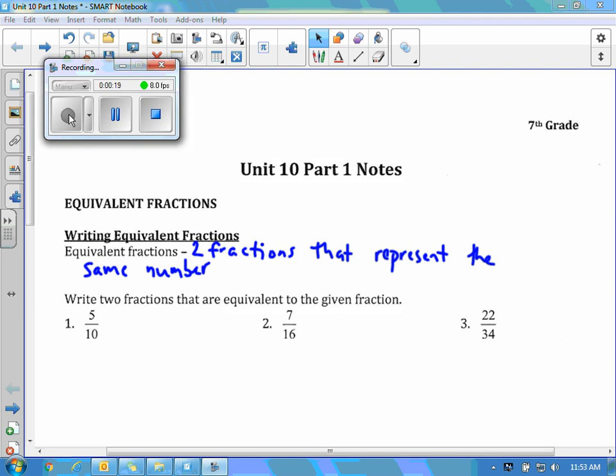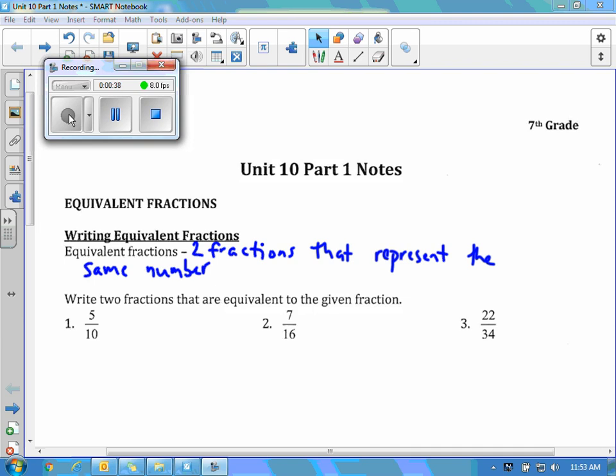So first off, a definition: equivalent fractions are two fractions that represent the same number. Another way to think about this is that if you put the fractions in simplest form, they will be exactly the same. Simplest form, if you don't remember what that is, we'll talk about in a second.